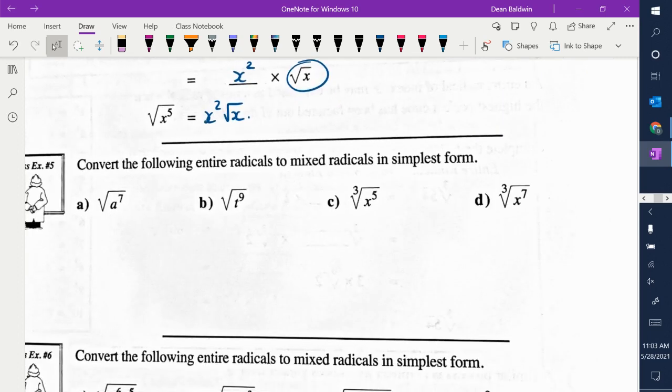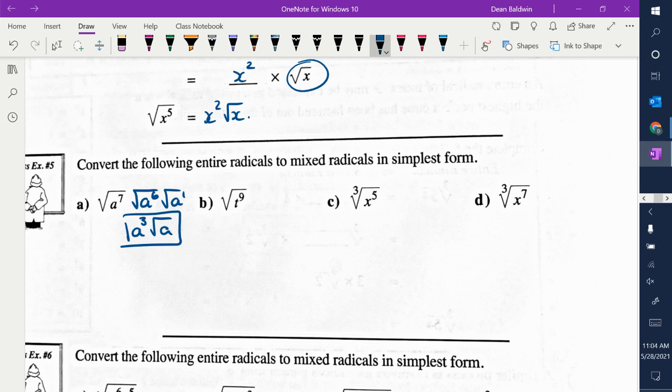A, a to the 7. What's my index number here? 2. Is 7 divided by 2? No. So how do I rewrite a to the power of 7 so that something is divisible by 2? There you go. It's a to the 6 times a to the 1. I'll even write the 1. You don't have to write the 1 though. What's a to the 6 become? a cubed with no radical sign. And an a inside.